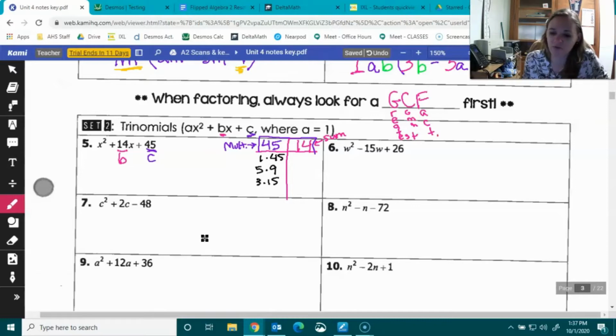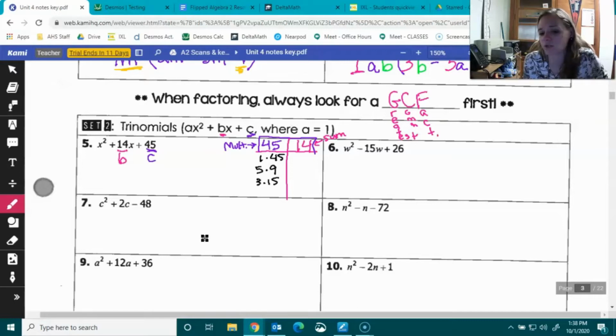So if I do 1 times 45, I get 45. 5 times 9 will give me 45. 3 times 15 will give me 45. So those are all the possibilities. These are just possibilities. And then I'm going to eliminate them based on what happens with the sum. I'm looking for a sum of 14. So a sum is, of course, adding.